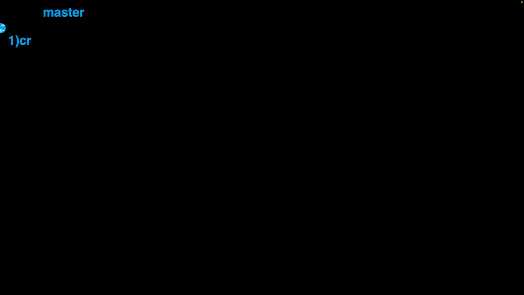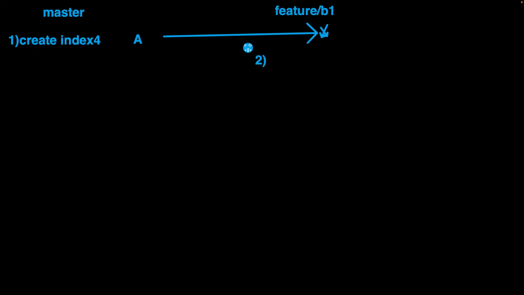We went and created index 4. This is the file we have created. I created some file here and made a commit A. Then I came to the feature B1 branch. Is this commit available when I came here? Definitely, this is not available. Then the second step: I created the same file here and made a commit called B. This is what I did, right?